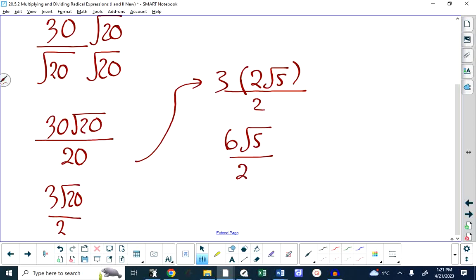Am I done? No, because 6 over 2, coefficient over coefficient. In fact, you could have just done that there, couldn't you? You're left with 3 root 5. Now, is that the only path?